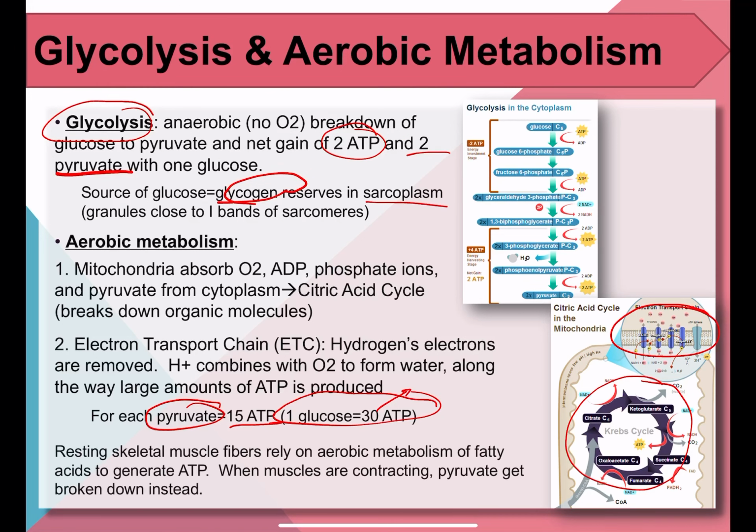Now, a resting skeletal muscle fiber will rely on aerobic metabolism of fatty acids to generate ATP, but when the muscles are contracting, pyruvate would get broken down instead. When a skeletal muscle is resting, you are not in high demand of very rapid usage of ATP, so you rely on a slower form of metabolism. But when muscles are contracting, you need a very quick and massive ATP supply, and that's why they would use pyruvate instead and go through aerobic metabolism for that quicker supply of ATP to your muscle fibers.